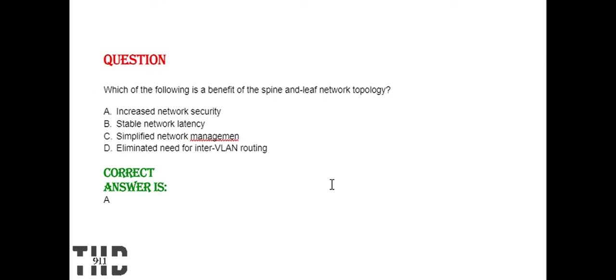Which of the following is the benefit of the spine and leaf network topology? Option A, increased network security. Option B, stable network latency. Option C, simplified network management. Option D, eliminated need for inter-VLAN routing. The correct answer is option A.